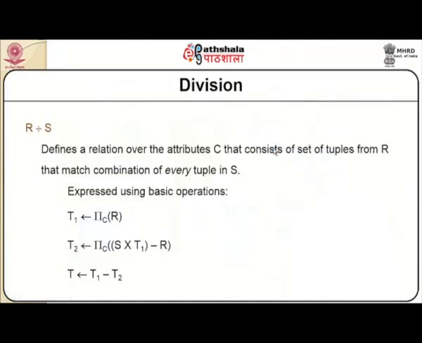The other operator which is very common with the relational algebra is division, where division with the divide symbol between two relations R and S defines a relation over the attribute C that contains a set of tuples from R that matches a combination of every tuple in S, expressed using basic operations like project relation R with a condition T1, project S cross this T1 minus R, that is a set difference with R with a condition, then T1 minus T2 will be your actual T, which will be your complete division.